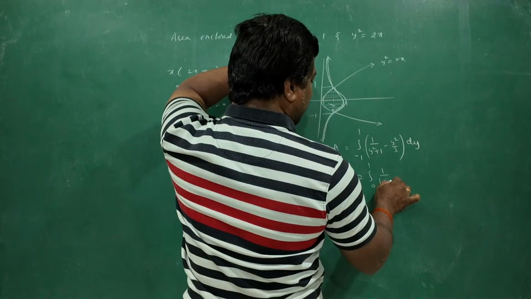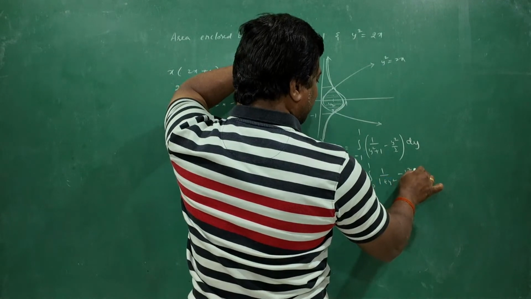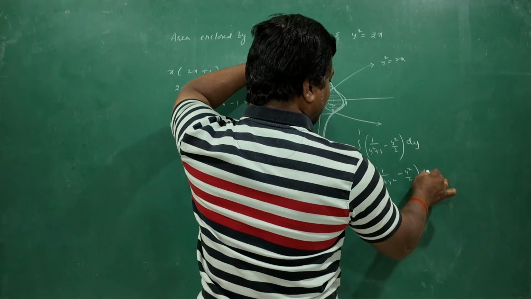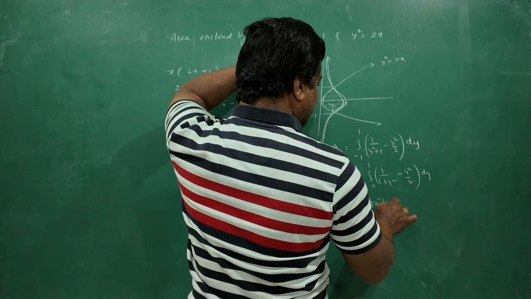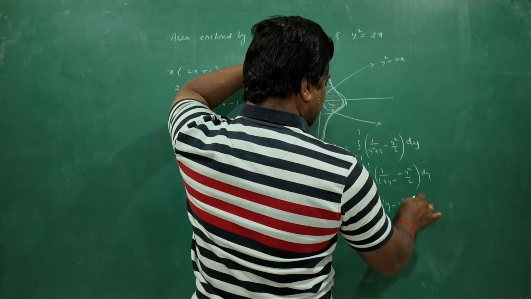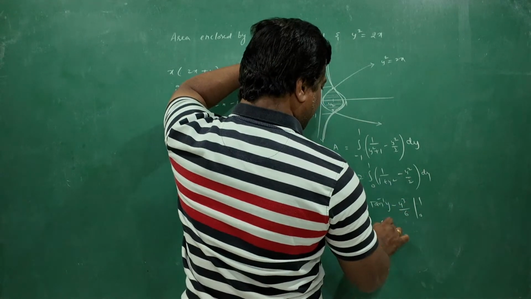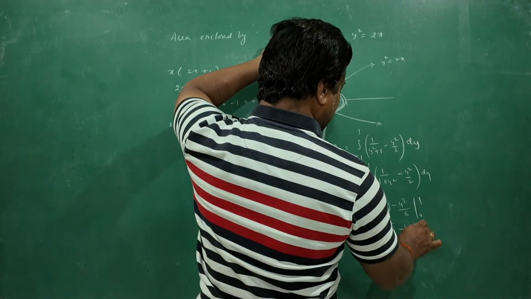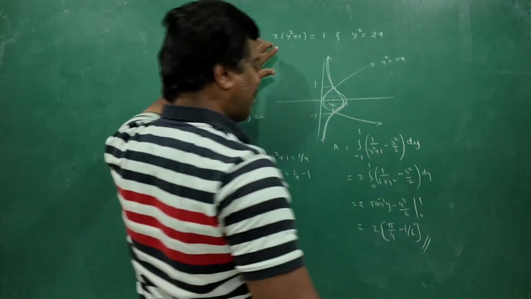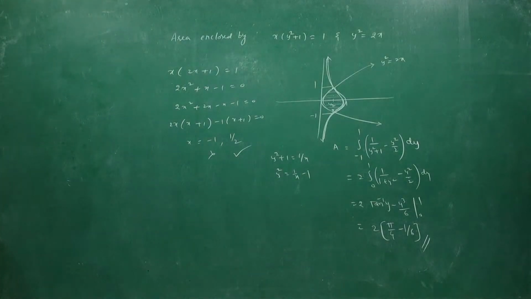1 by 1 plus y square minus y square by 2 into dy. 2 outside, tan inverse of y, y cube by 6, limits 0 to 1. When you write the upper limit, it is pi by 4, 1 by 6. This is your answer. By substituting lower limit 0, you will get 0.